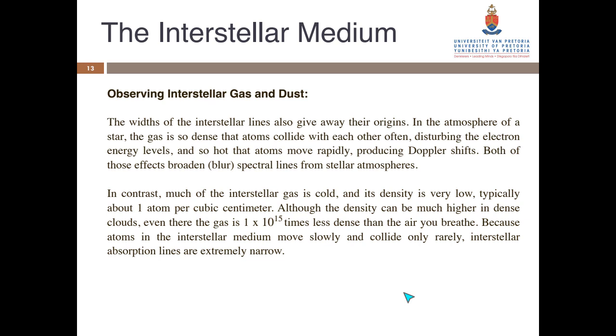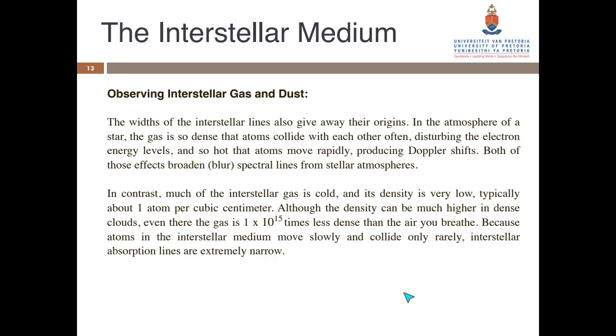The widths of the interstellar lines also give away their origins. In the atmosphere of a star, the gas is so dense that atoms collide with each other often, disturbing the electron energy levels, and so hot that atoms move rapidly, producing Doppler shifts. Both of those effects broaden or blur spectral lines from stellar atmospheres.